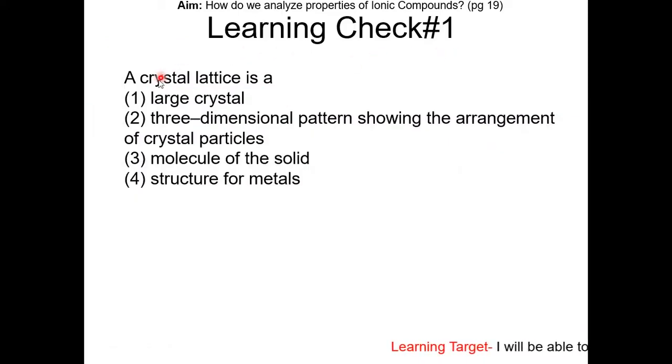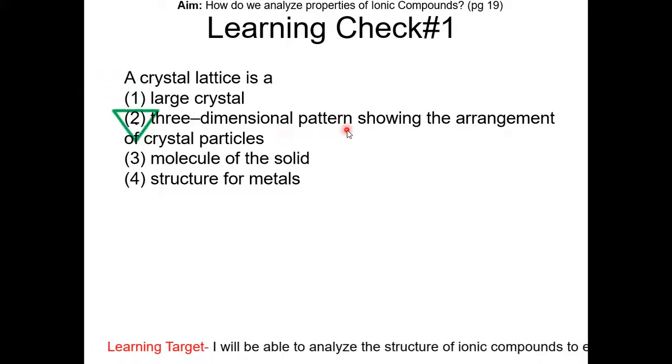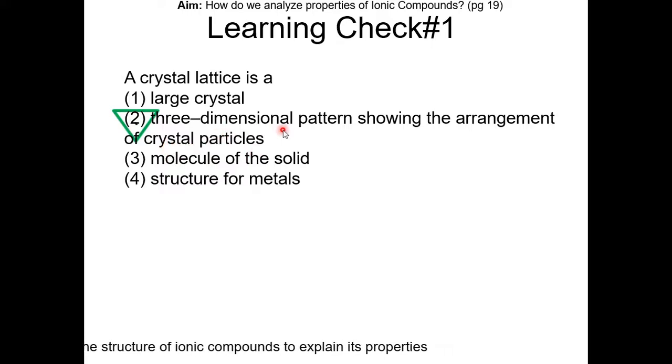Learning check number 1. A crystal lattice is a what? Pause the video and resume once you have the answer. This is a definition question, so the best answer is choice 2: a three-dimensional pattern showing the arrangement of crystal particles. A crystal lattice does not have to be ions in particular, as long as the particles within the crystal are arranged in a three-dimensional pattern.